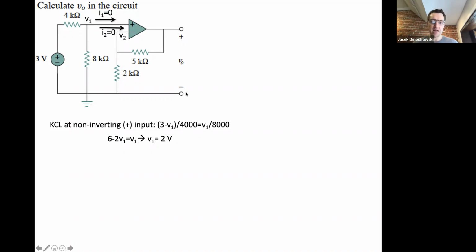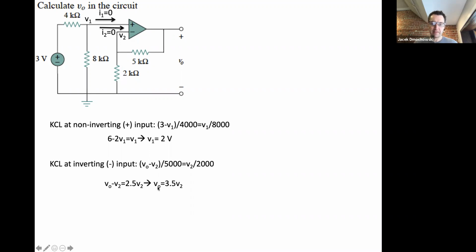All right, and now let's apply KCL at the inverting input, right? We're going to have the current from V naught, sorry, from the output node to node 2 here, equal to the current down the 2 kilo ohm resistor, right? So V naught minus V2 over 5,000 is equal to V2 over 2,000.